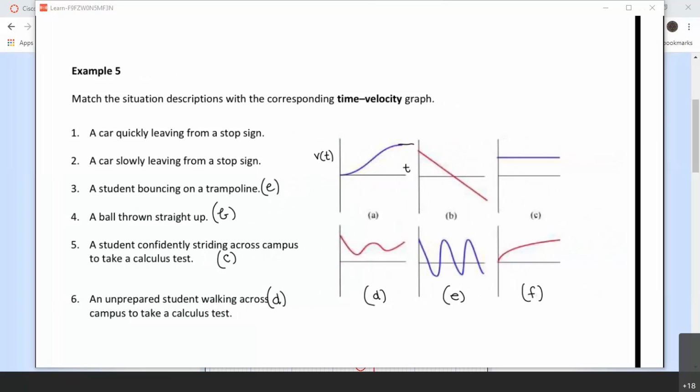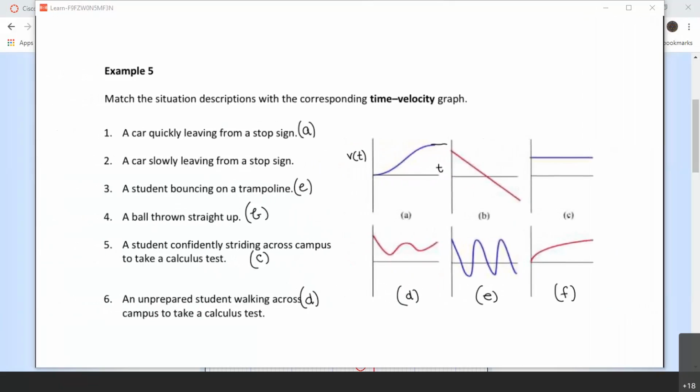Okay, so positive velocity, but getting faster. You can see we've got a positive upward curve here. Here's a slower trip away from the stop sign. Yeah, you're increasing, but not all that fast. So I would say that A is number 1, and I would say F is number 2.